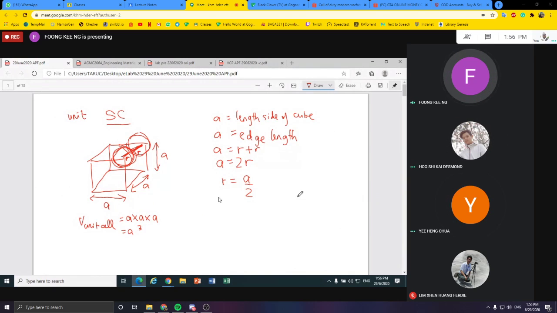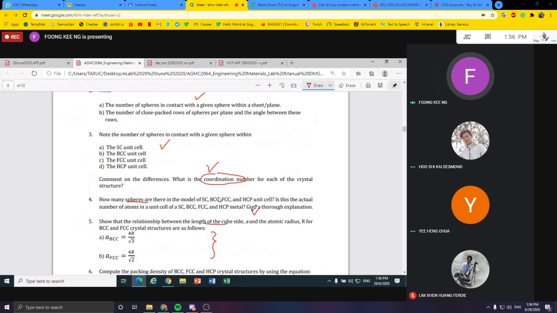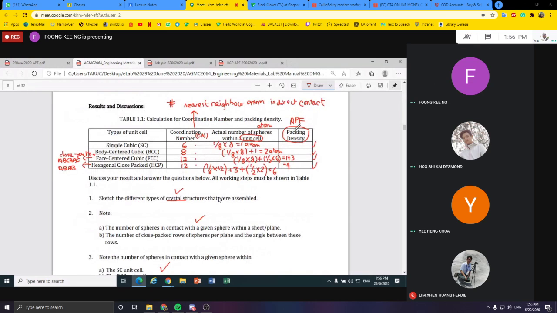So let's look at here. As I promised, I will guide you. We look at APF. APF refers to what? Atomic packing factor. They have many names. Another name you see in here is atomic packing density. They mean the same thing. Whether you see APF or packing density, they are asking for the same thing.